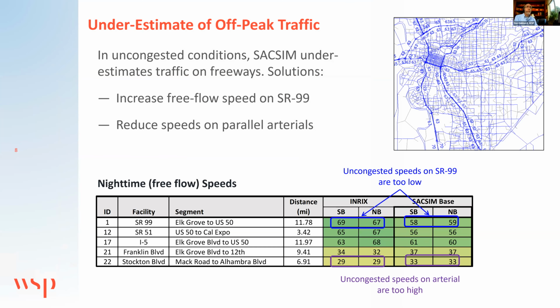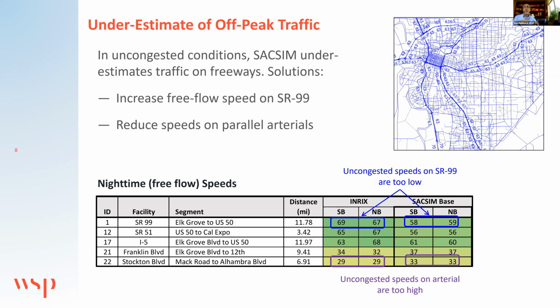So the first adjustment we made was to deal with the underestimate of traffic in the off-peak direction. If you look at the table at the bottom, we compared the INRIX speeds to the SACSIM speeds for nighttime when it's free flow. As you can see, SACSIM was underestimating the speeds on SR99 in our corridor and SR51. So uncongested speeds on the freeway seem to be too low. On the other hand, the uncongested speeds on the arterial roads seem to be a bit high.